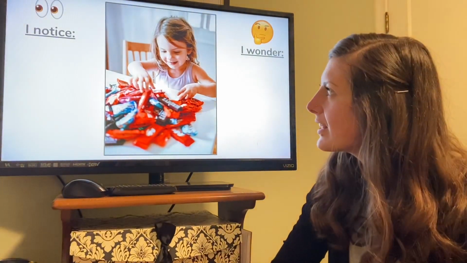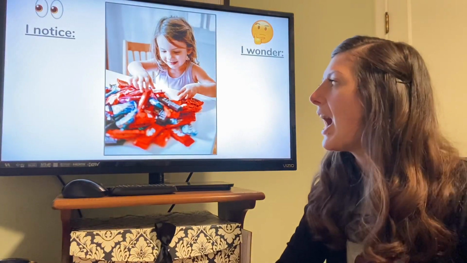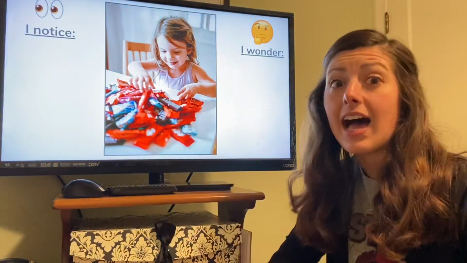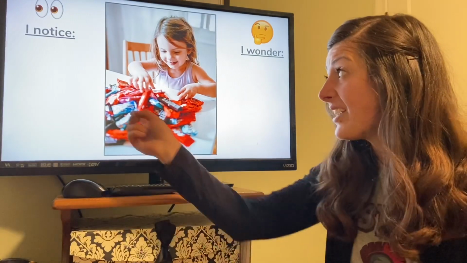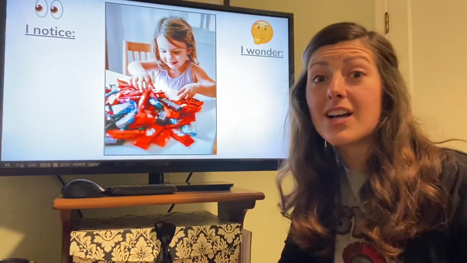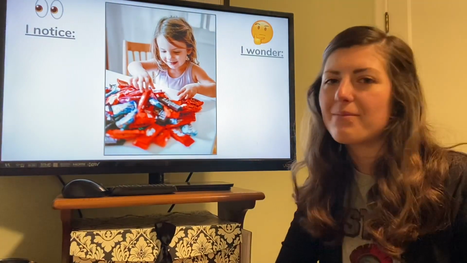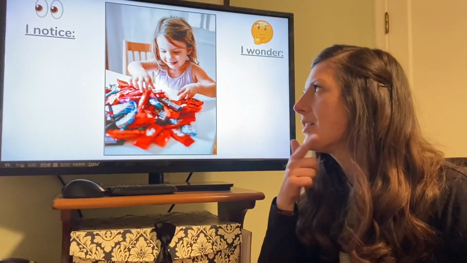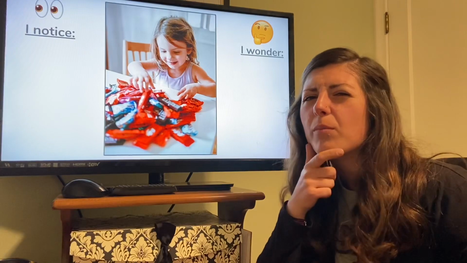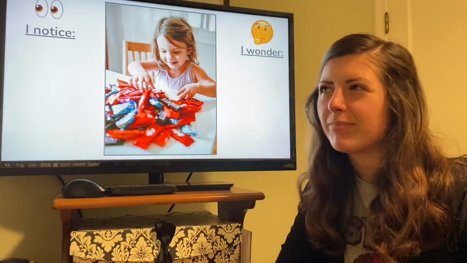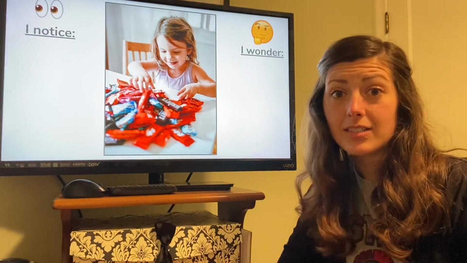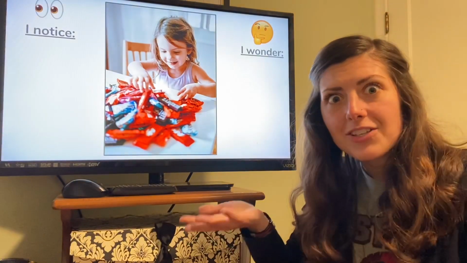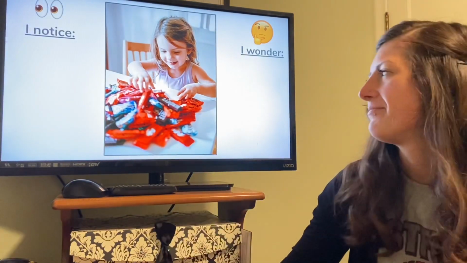So as I look at this picture, I noticed a lot of my favorite candy. I noticed that it looks like she has Almond Joys, and those are my top favorite candy. I wonder who bought her all this candy. Was it a grandparent, a parent, a friend? How did she get all this candy?